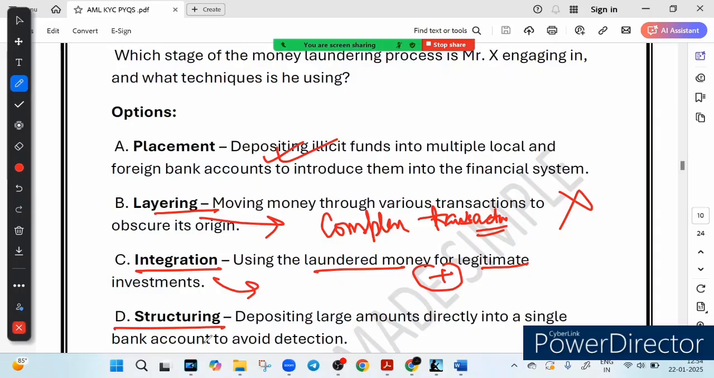So let's recap. Option A, placement, yes, that is the correct answer. Option B, layering, no, that is not the next stage, that is the next stage after placement. Integration, this is also the last stage. And structuring, not quite. Mr. X's action goes beyond structuring.